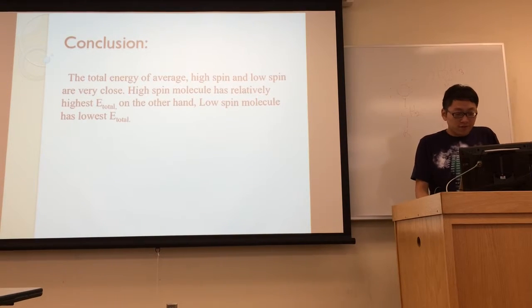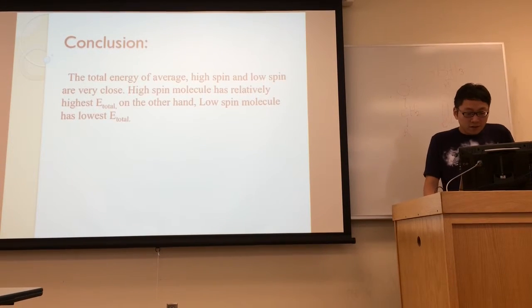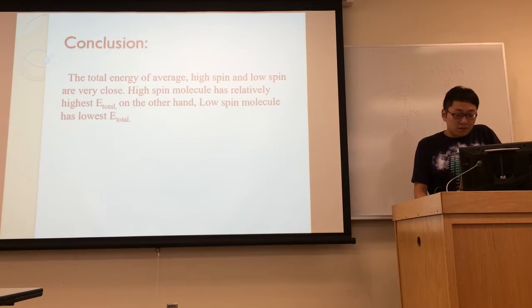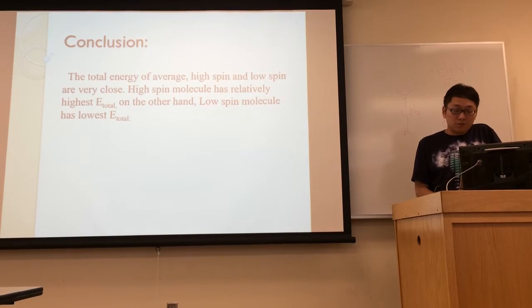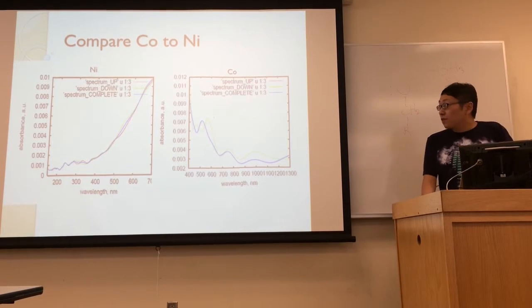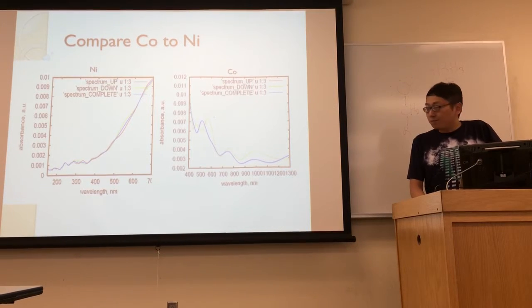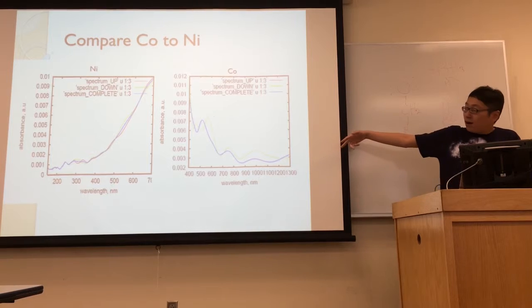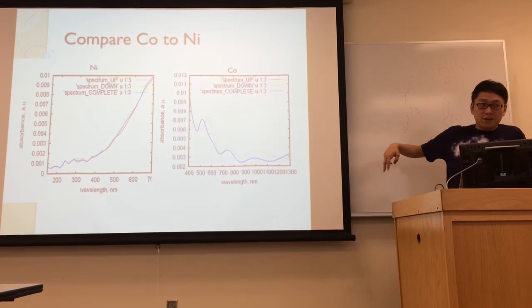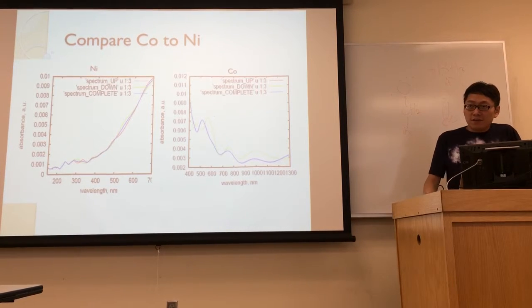And as I conclude, the total energy of average, high spin and low spin are pretty much close. The high spin molecule has relatively high total energy. On the other hand, the low spin molecule has the lowest total energy. And in this comparison of cobalt to nickel, we could see this absorption spectrum, I guess it's based on the different characteristics of cobalt and nickel, because everything else is the same except for the cobalt and nickel.